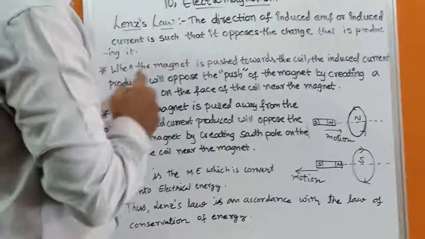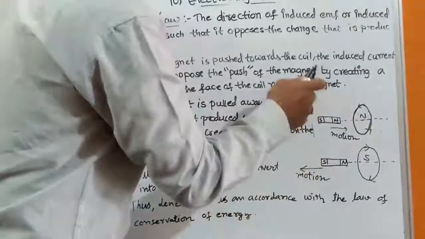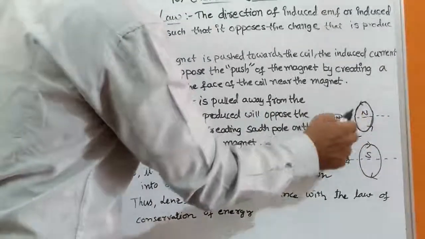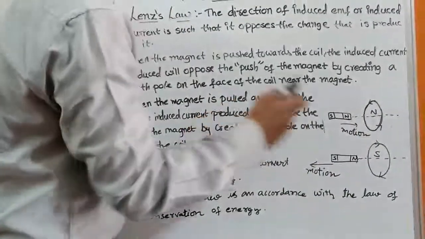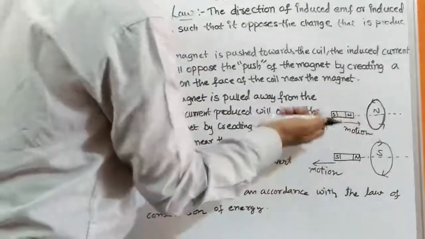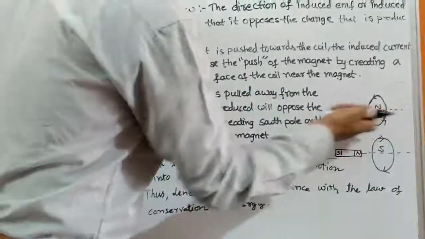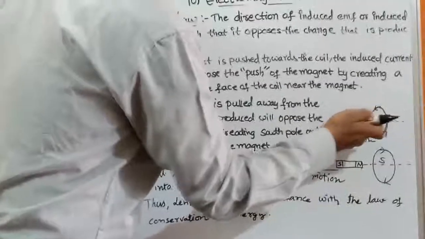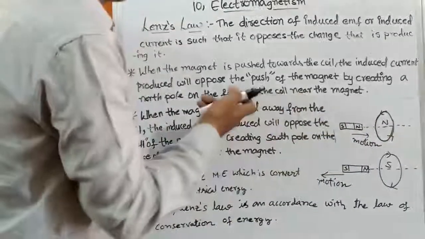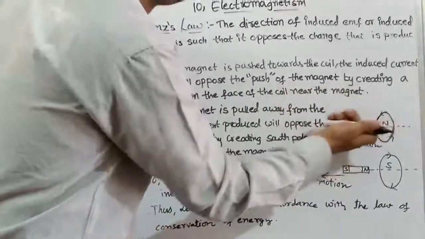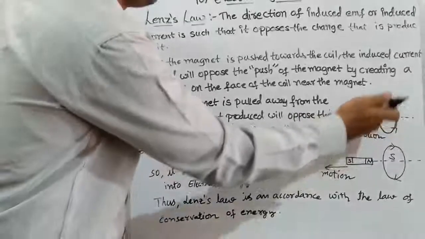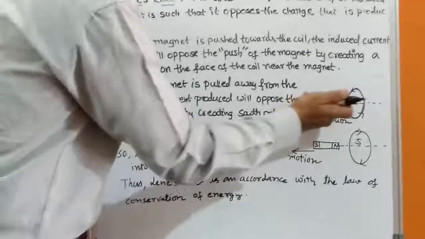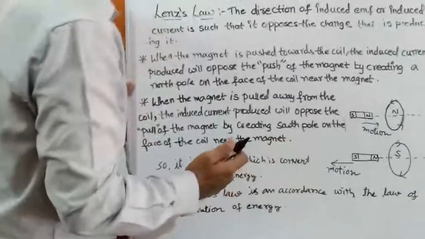So here, when the magnet is pushed towards the coil, the induced current, here current induced means current produced, will oppose the push. It opposes the push, means both north and north pole. So here we have repulsion, so it opposes the push of the magnet by creating a north pole on the face of the coil near the magnet. So these two are north poles. Here we can observe the repulsion force.